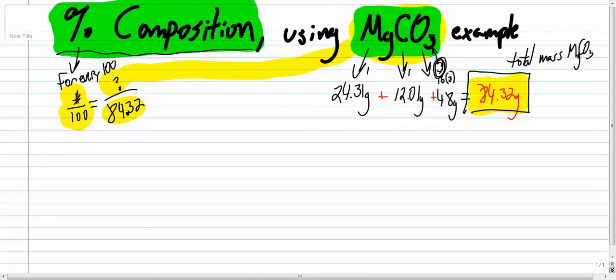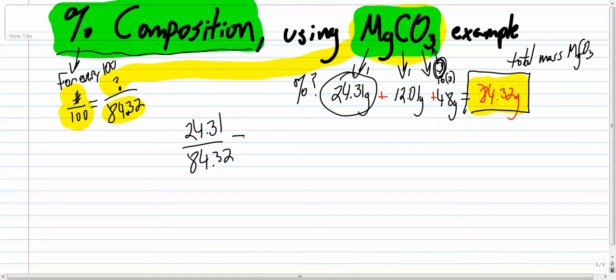So let me just stop talking about that and start doing a little bit of math. I'm going to say that I'm looking for magnesium. Let's say I want to know my percent composition of magnesium. So I've got 24.31 out of the total of 84.32 is magnesium. So I want to know what this percent is out of 100. And if you don't like percent, you could call it X if you wanted to. So let's do some cross multiplying here.